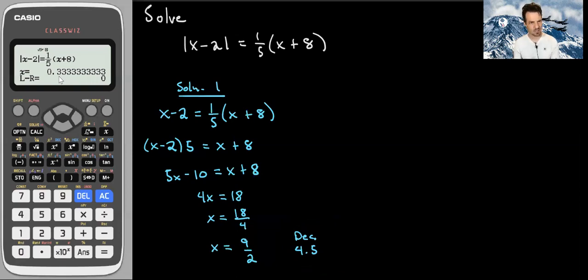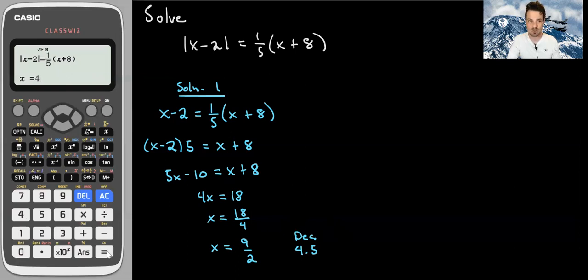So why did the calculator spit out 0.333 instead of 4.5? It has to do with the seed. If you really think that this is the answer, maybe you should pick a seed closer to it. Let's go ahead and hit equal again on the calculator. And now we'll change the seed. Maybe we want to be closer to 4.5. We'll type in maybe 4 or even 3. We'll try 4 and see what it does.